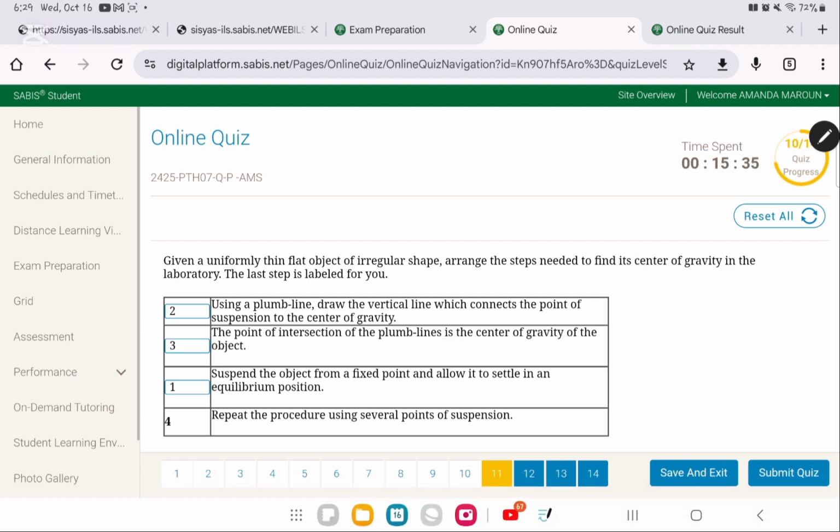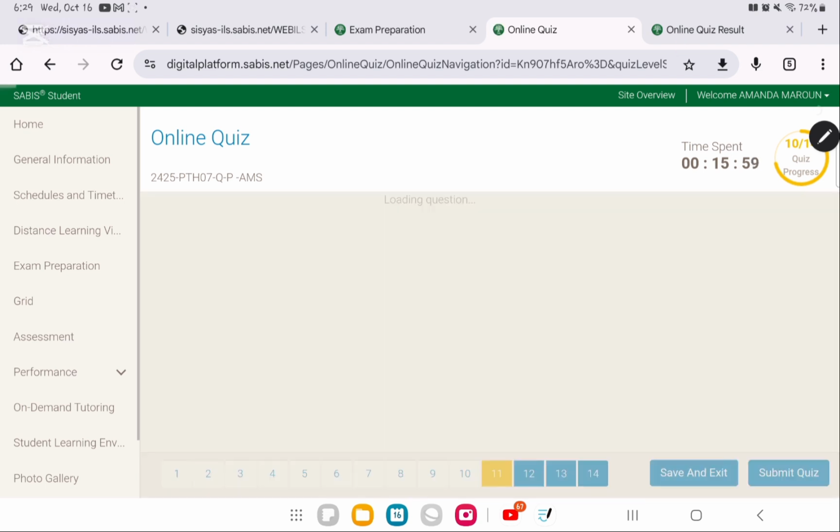I think here they did make a mistake because 3 and 4 are switched, but they already gave us 4, so keep it like this for now. But if it was to come in the exam, 4 would be here, 3 would be here. Why? Because you have to repeat the procedure using several points of suspension. Then, the point of intersection of the plumb lines, this is the center of gravity of the object. So in the exam, 3 and 4 are switched. Here, I think they did a mistake.